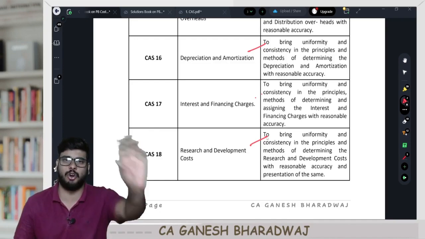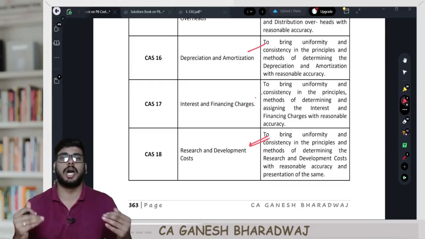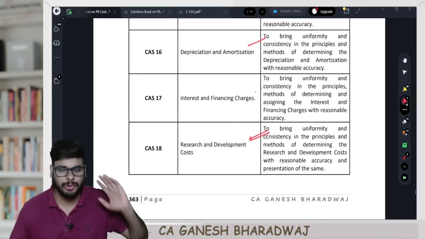It's purely theoretical in nature. Scope and objective of CAS 18, if they ask, you should say CAS 18 talks about research and development cost. Now, how do you write the scope and objective, I will just walk you through. You need not worry about it.